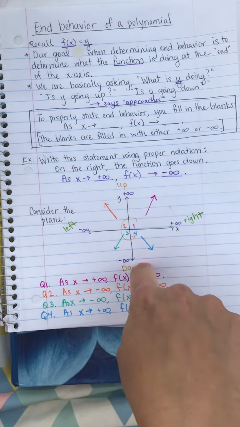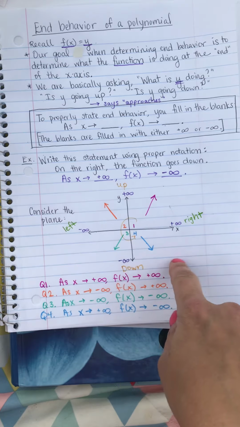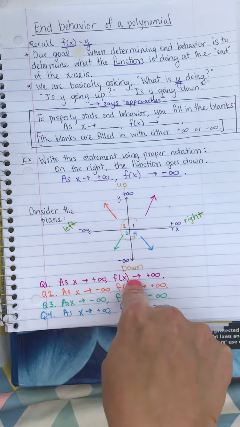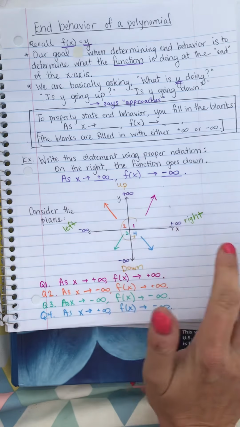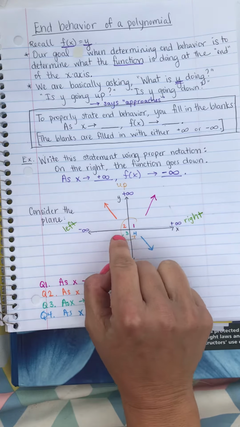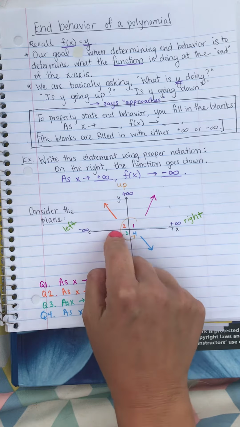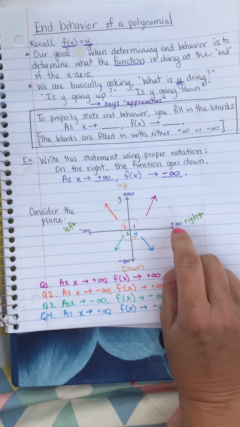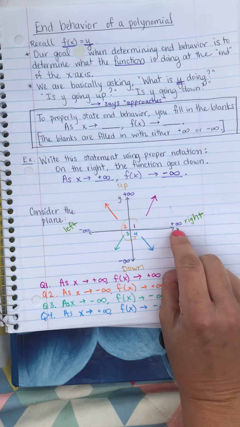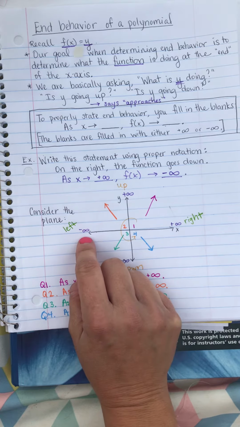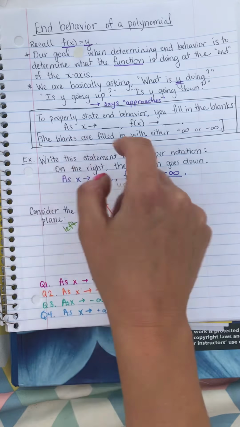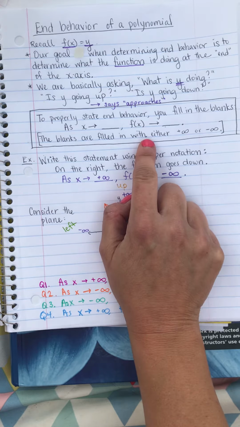So you have your plane separated into up, down, left, and right. Basically, you know that. And then all you have to do is translate. Instead of saying on the right, you say as x approaches positive infinity. Instead of saying on the left, you say x approaches negative infinity. And you always talk about your x's first and then the y's, right?